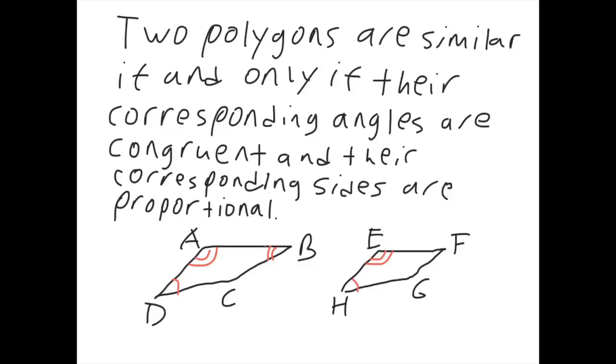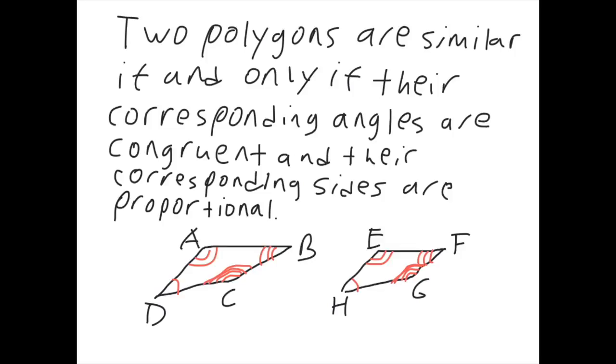B congruent to F, and C congruent to G. I know that's lots of lines, but 4 angles, each congruent to 4 different angles. So 1 line, 2 lines, 3 lines, 4 lines. And their sides have to be proportional.